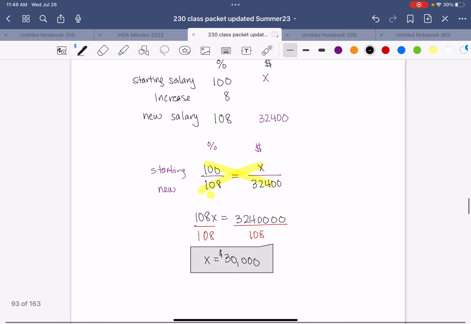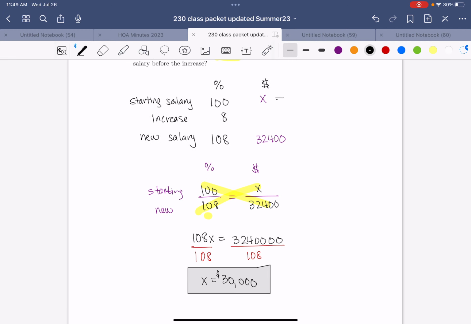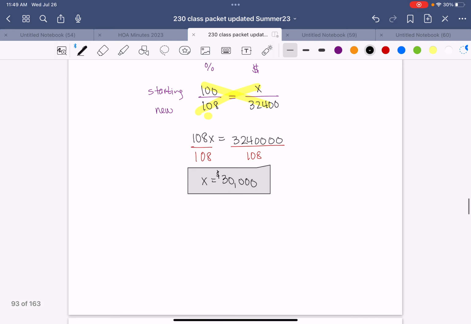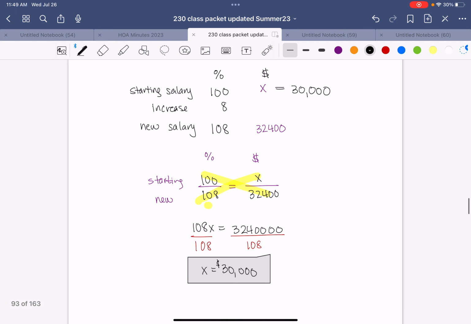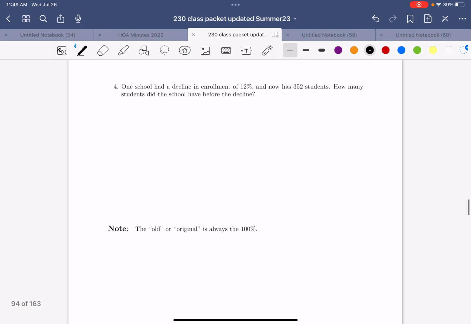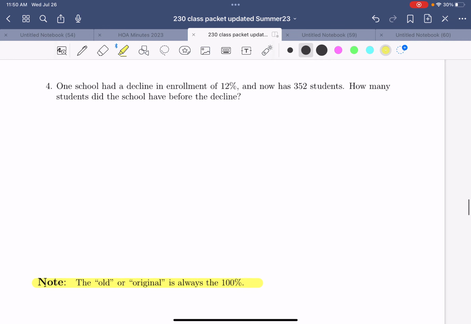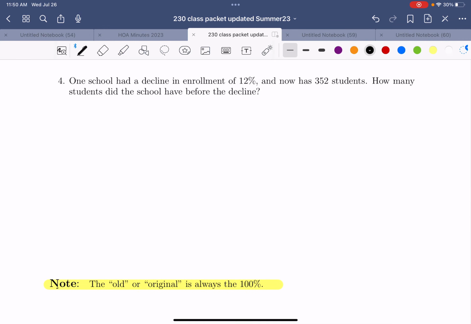And that should make sense for us because your starting salary should be lower than the 32,000. So that makes sense. So again, key thing here with increase, decrease is that your old, meaning in this case your starting salary, is your 100%. Okay. And that's the note that I gave you right here. Now let's do this last one as well for a slightly different spin.